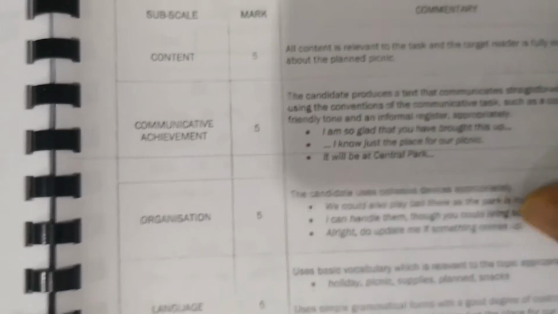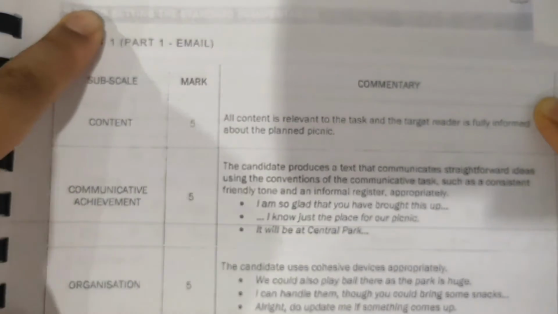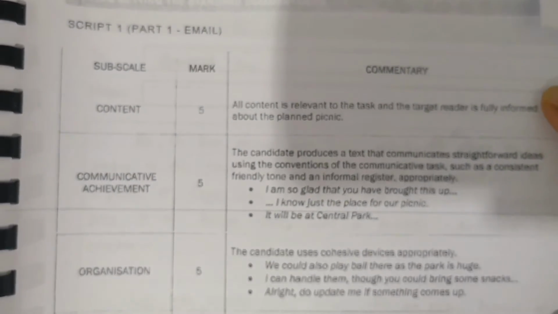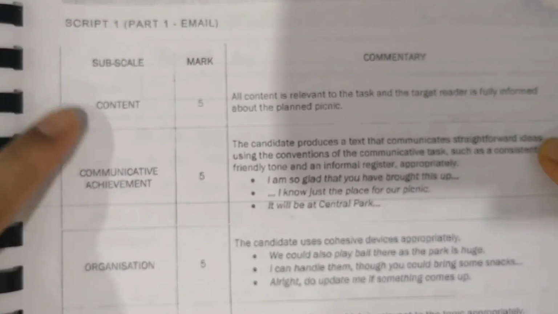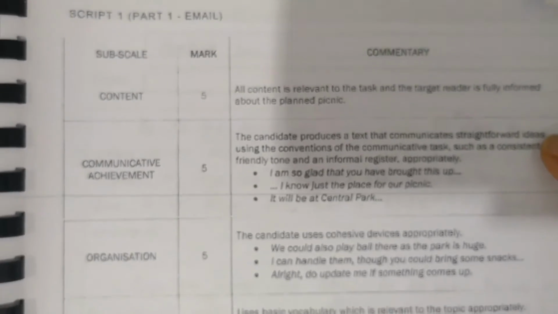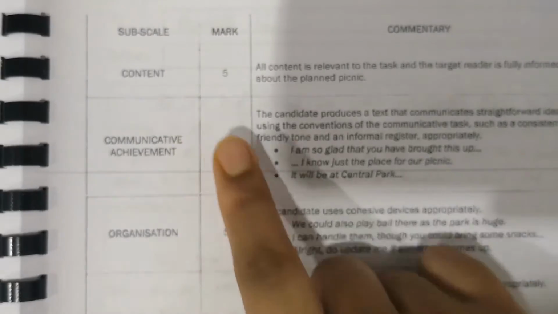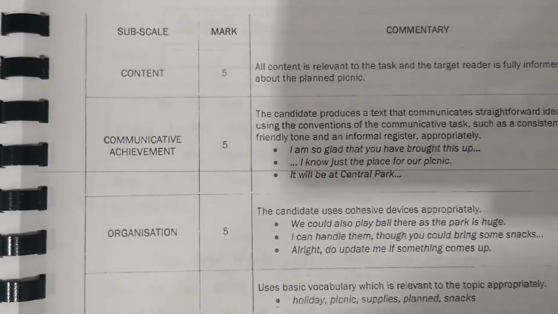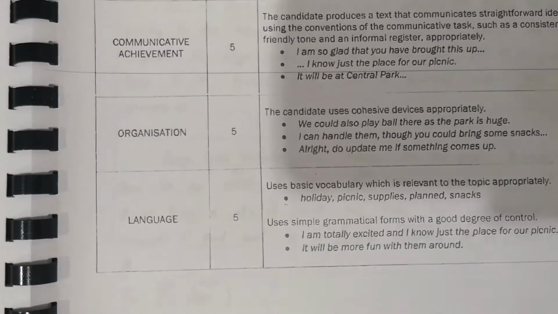Alright, so before we reply to that email, I want you to see how much score we will basically give to you. So there will be, as usual, the 4 parts of the 4 subscale for your score, which is the content, communicative achievement, organization, and last one for your language.